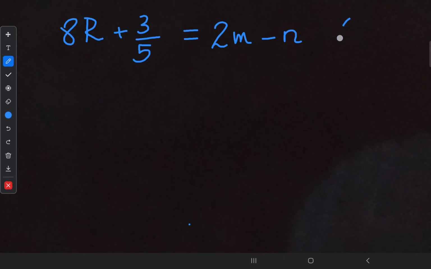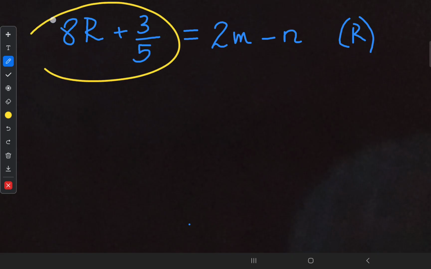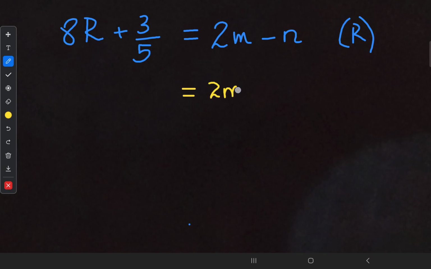Here you should subject R. You have to try. Then where is our R? This is our R. Our R is located on the left side. Then you can bring 2n minus n, which remains the same. Here 8 is multiplied with R, and with that value there is an addition of another fraction, that is 3 upon 5.